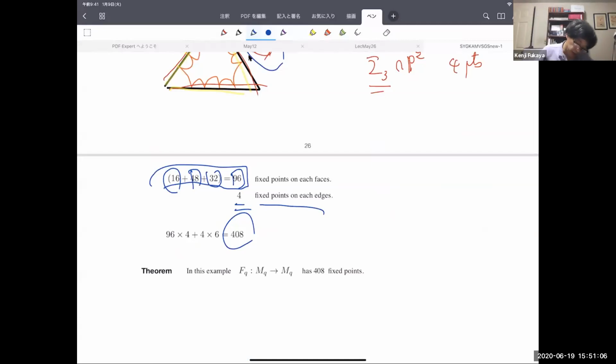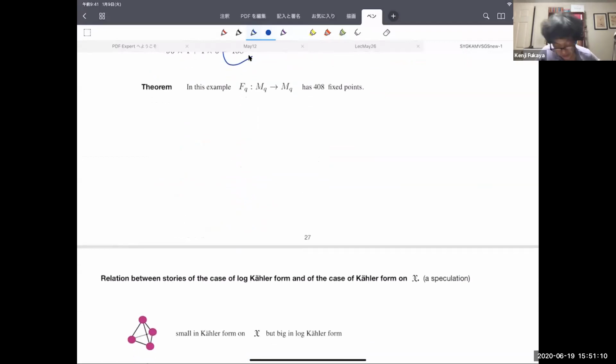Okay, so now this is the description of FQ, and you see that this description of FQ seems to be rather different. So you have this, using this long Calabi-Yau, long Kähler metric.